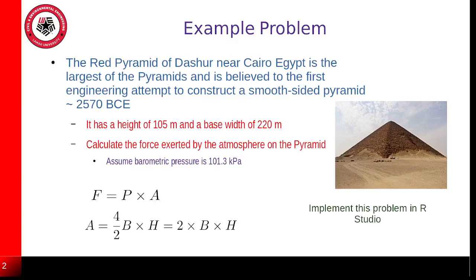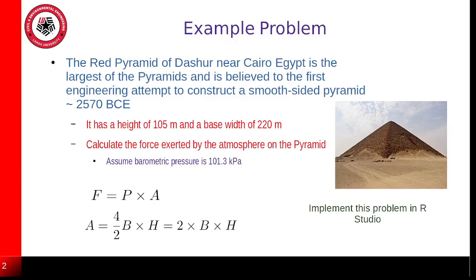So that would be each of the four triangles. You're seeing two in this figure, so there are two similar triangles on the other side. So it is 4 times the area of each triangle, which is half times base times height, which leads us to 2 times the base times height. So we know the base, we know the height, we know the pressure. We need to calculate the force that's being exerted by the atmosphere on this pyramid.